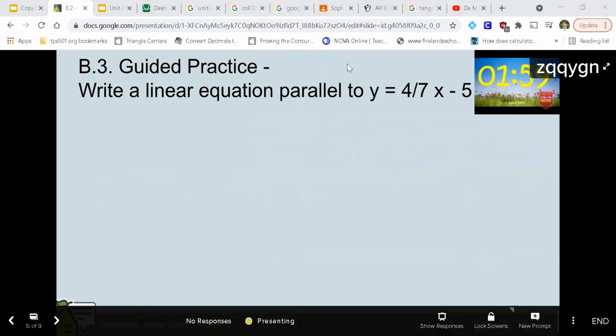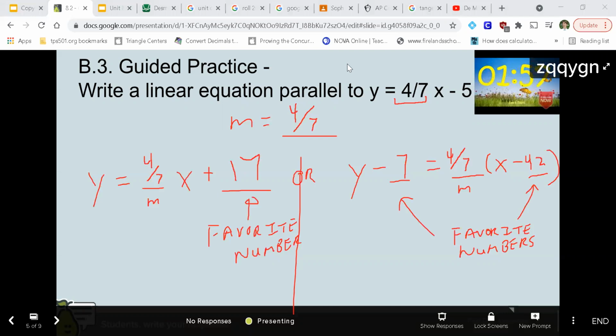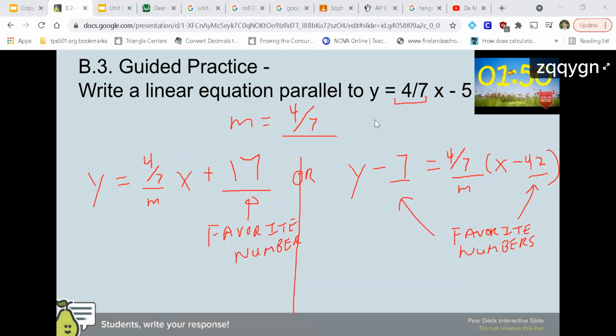All right. Oh, sorry. Did anybody need more time to write? A little bit. Okay. So again, on the quiz or test, or the homework, if it just says write a parallel equation, you get to pick your y-intercept. You can do any one you want.